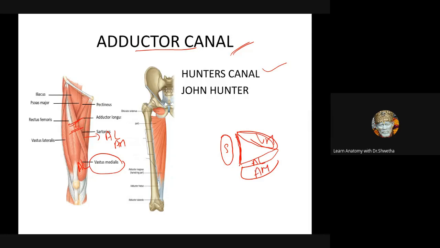So tell me the boundary, students. What is the roof formed by? Which muscle? Sartorius. Very good. Anterolaterally, it is formed by? Vastus medialis. The floor is formed by? Adductor longus and adductor magnus. Very good. You have already told me two contents. What are the two contents? Femoral artery and femoral vein. Right. The other contents I will tell you now.